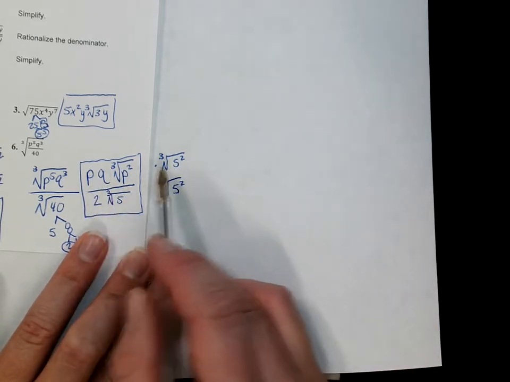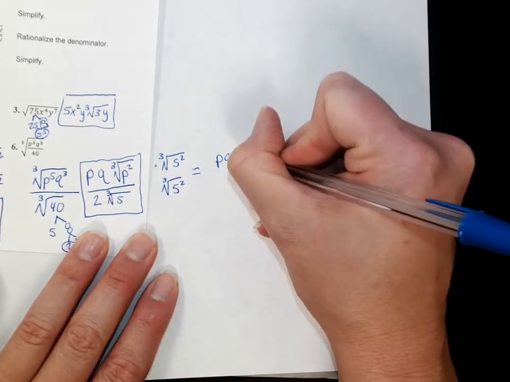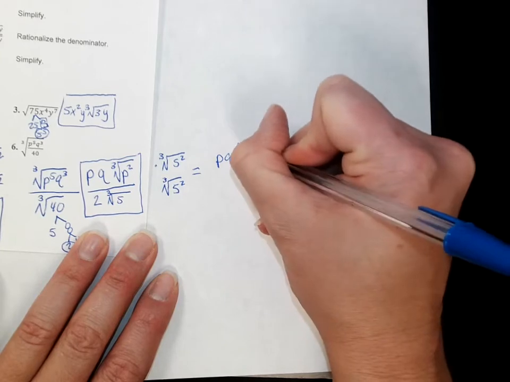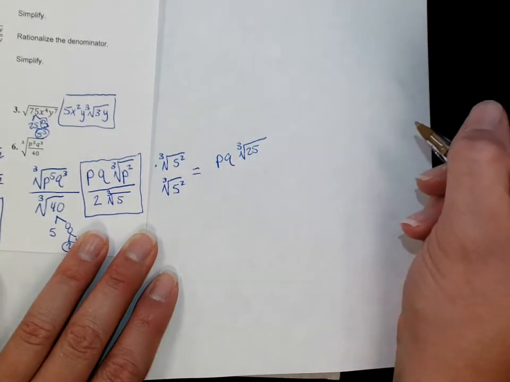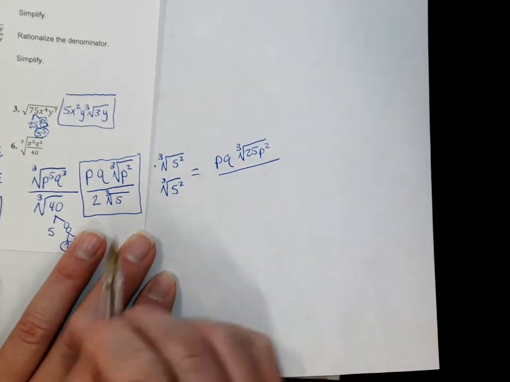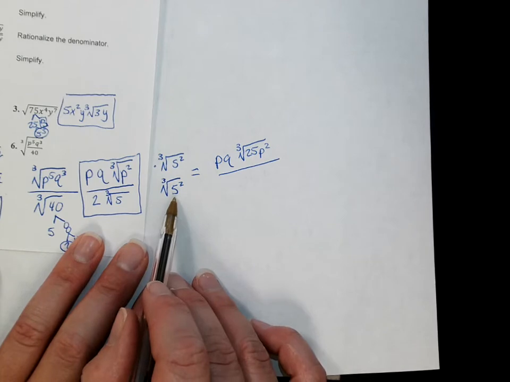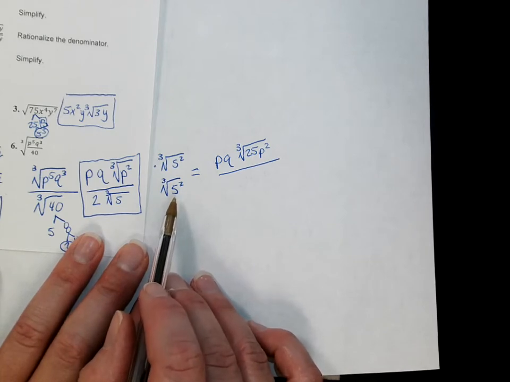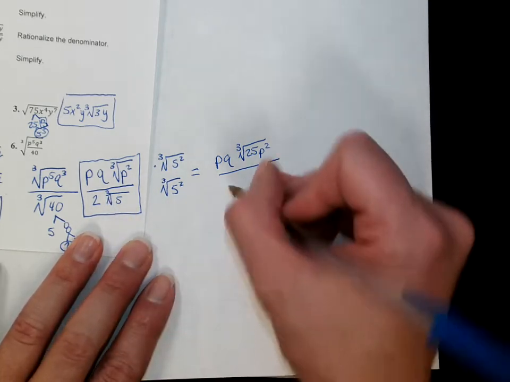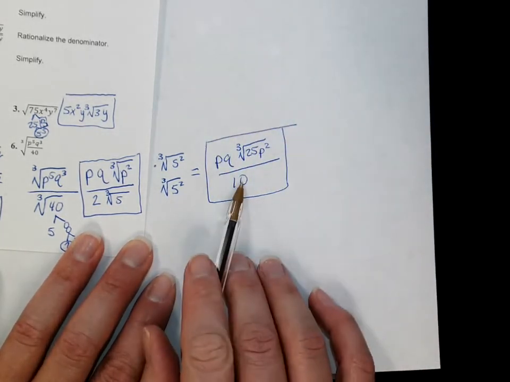So if you did that, the top part would just become p, q, and then the cube root of, I'm going to go ahead and say 5 squared is 25 p squared, all over the cube root of 5 times 5 squared, which would just be the cube root of 125, which is just 5. So 5 times 2 would be 10. So there are some circles that would say that this is much more simplified than this.